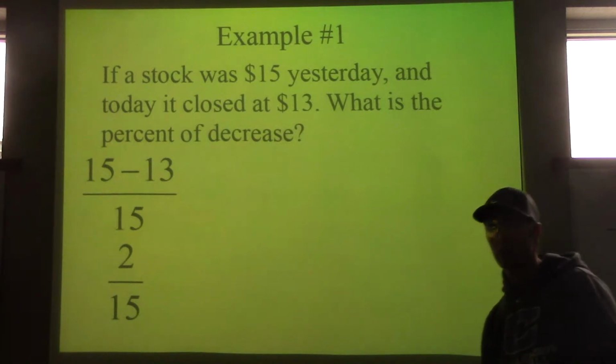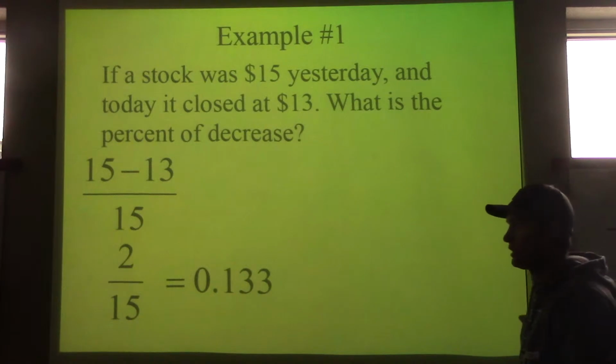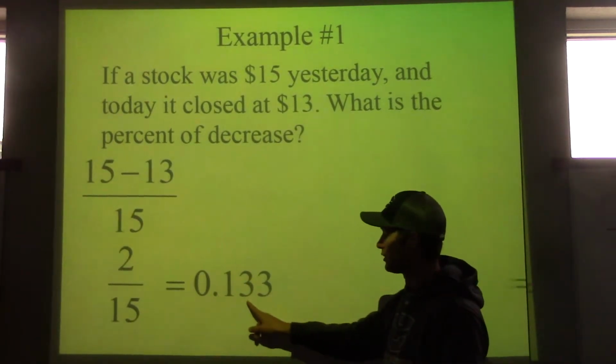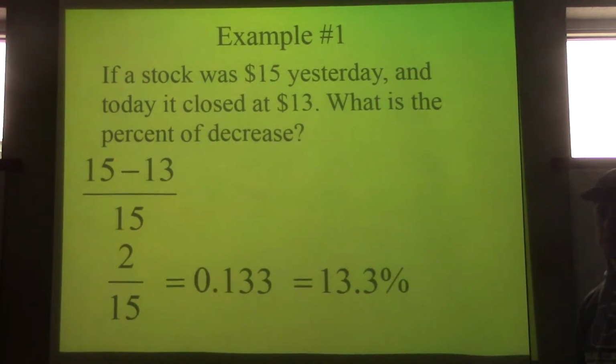Okay, 2 out of 15, simplified out, is about 0.133. Move it over 2 decimal places, 1, 2, and it's about a 13.3% decrease. It went down.